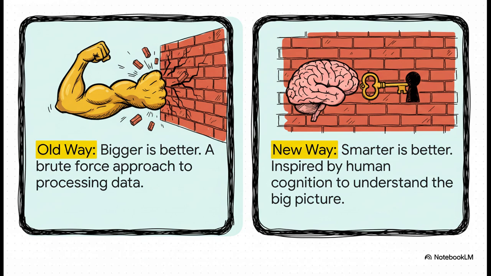This really does a great job of summing up the whole shift in thinking. We're moving away from this old idea that bigger is always better, that an AI should just use brute force to crunch through all the data. The new way, the smarter way, is inspired by how our own brains work. It's all about understanding the big picture first, not just mindlessly processing all the tiny pieces.